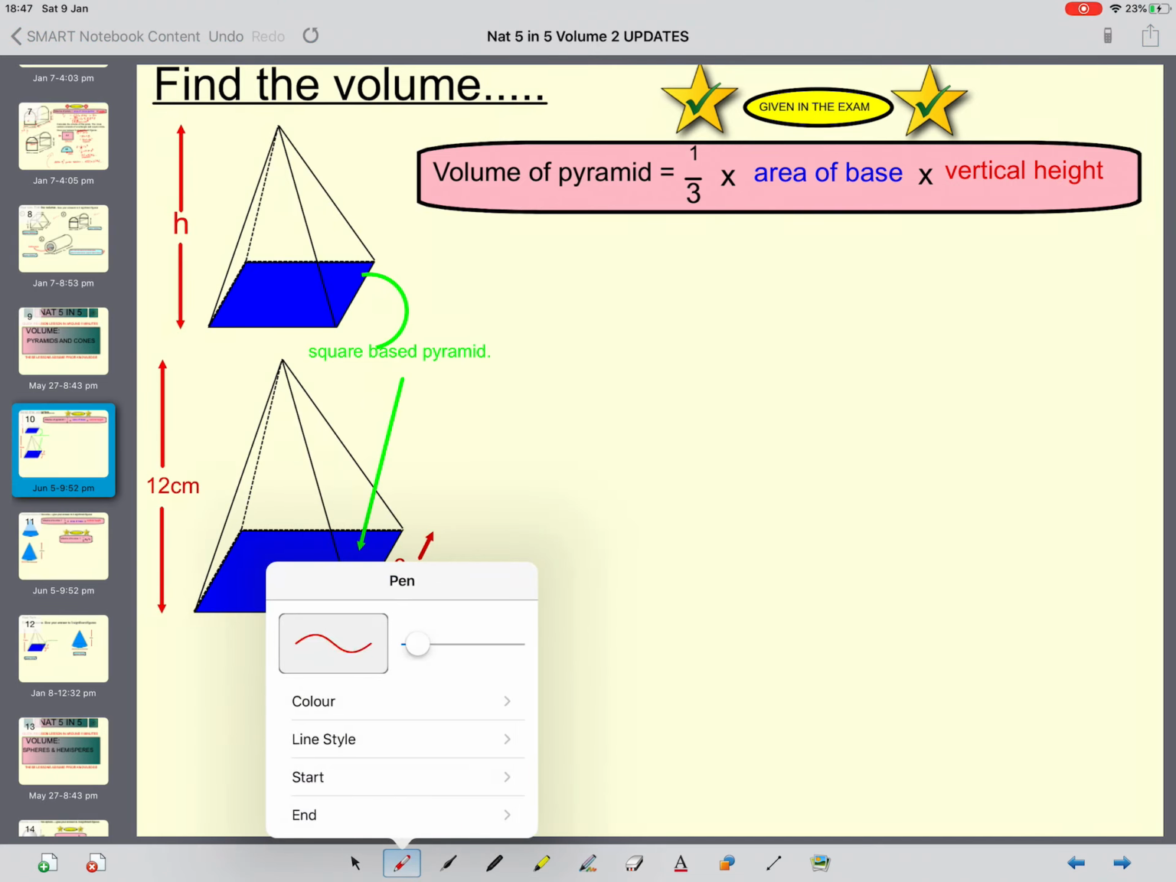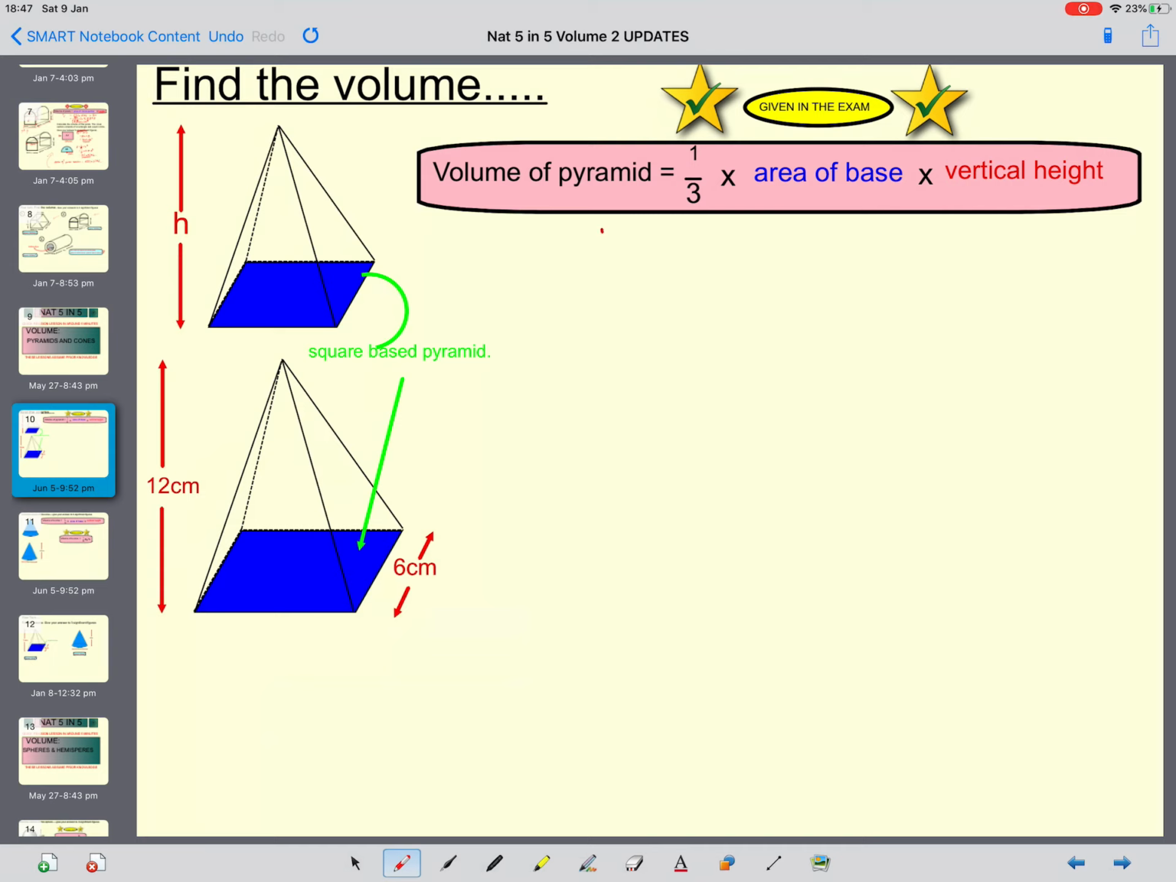In the exam it is abbreviated slightly, so the volume of pyramid equals a third multiplied by the area of the base. They usually write that with a big A, so you know what's the area of the base, multiplied by the height. Now I've wrote here vertical height, which is very important. It's not the height here that's slanted. It has to be the vertical height that's straight up and down. So this formula here is in fact given in the exam. So all you have to do is substitute everything in.